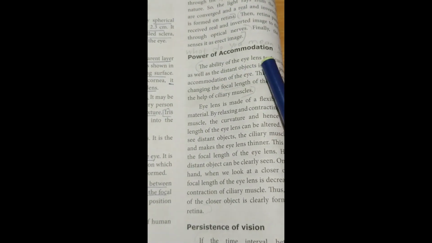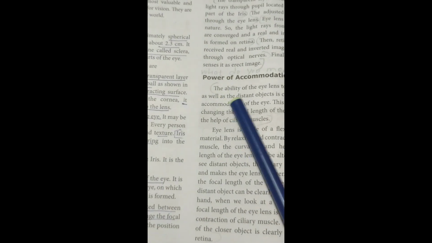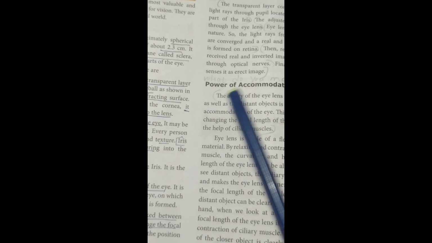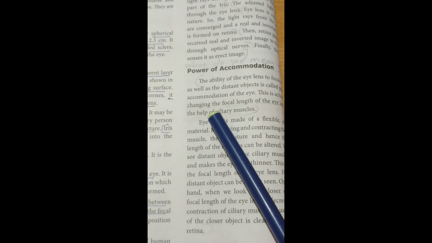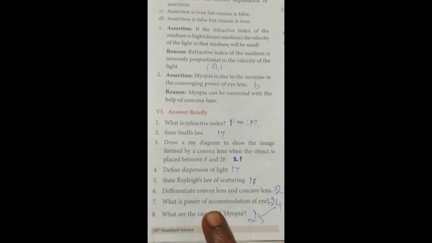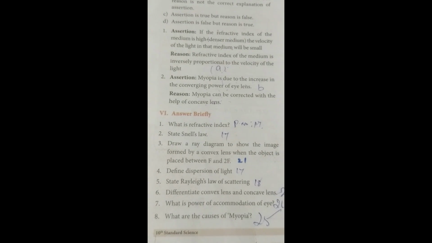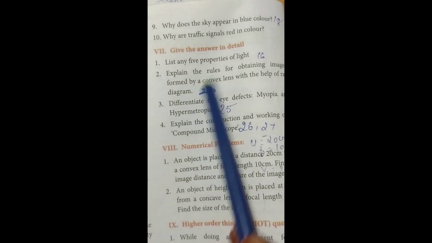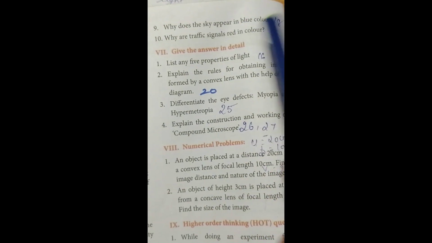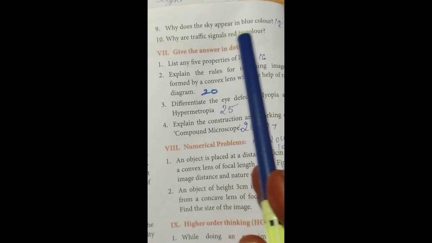The ability of the eye lens to focus, this paragraph alone you have to mark. Okay, power of accommodation, this paragraph you have to mark it. Okay, page number 24. Then 8th question, what are the causes of myopia, that is page number 25. Okay, page number 25, causes of myopia, just you have to mark it. Next question, why does the sky appear blue in color, page number 18. Okay, page number 18. Only this question I did not give, I think.